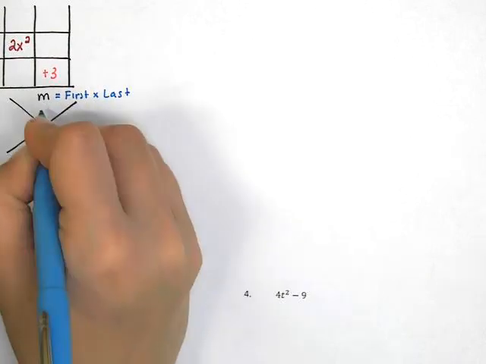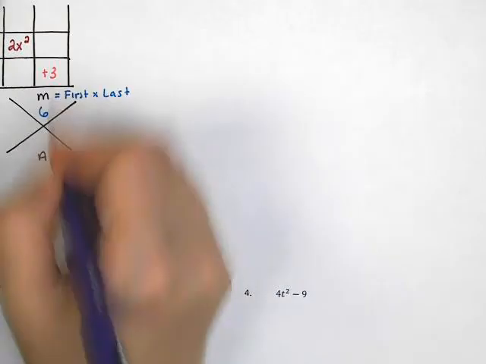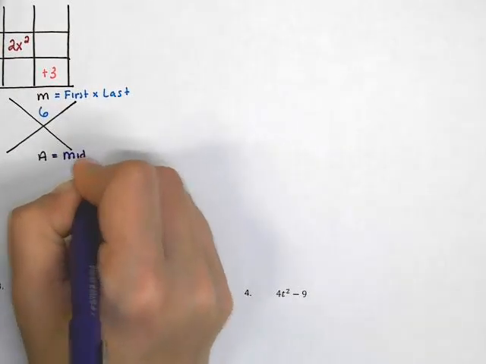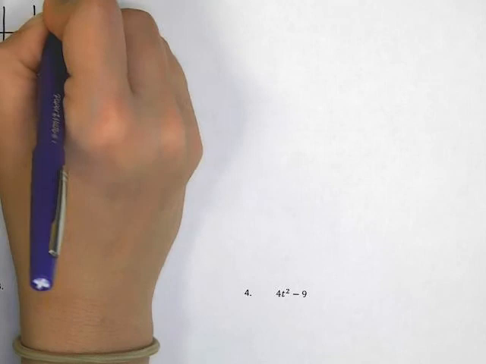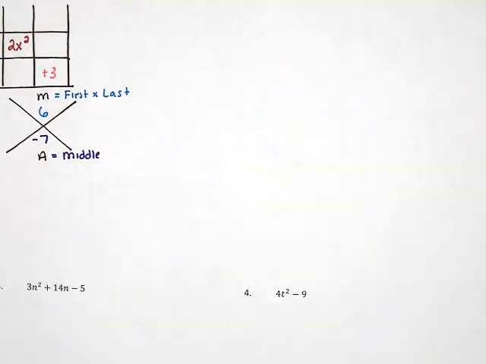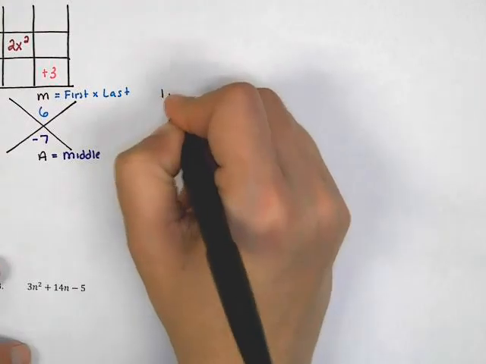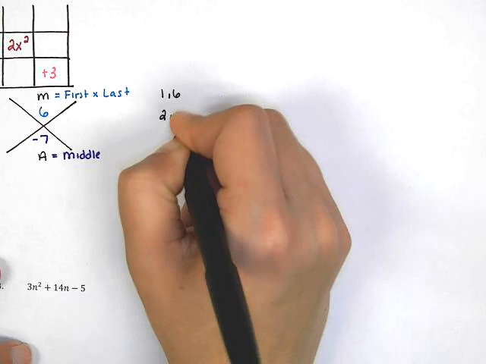Which in this problem would give you 6. To figure out your A, you're just going to look at the middle number, which would just be negative 7. Now we're going to make a list of options that multiply to give us 6. So our options would be 1 and 6 or 2 and 3.